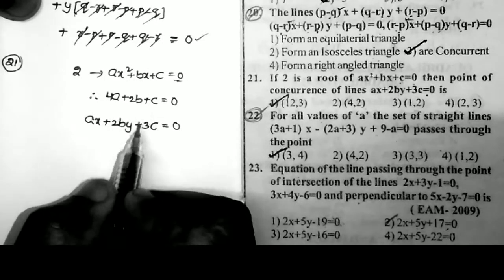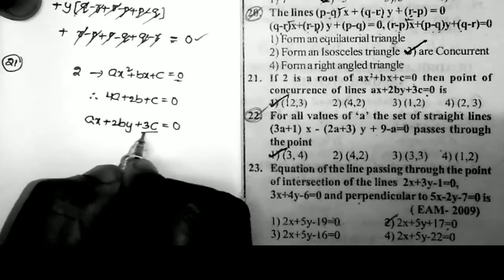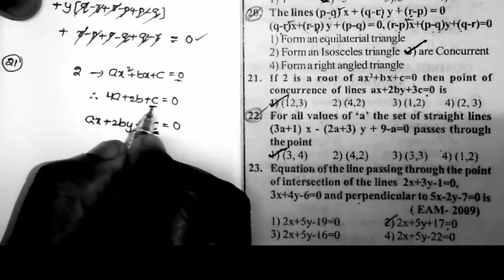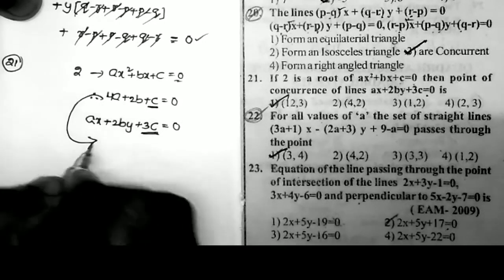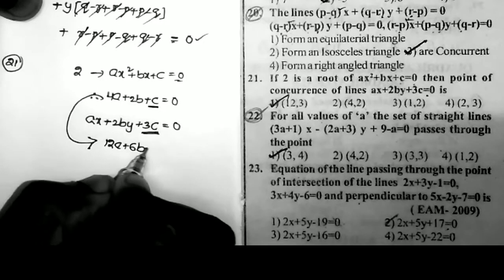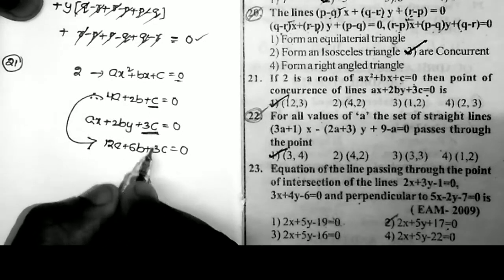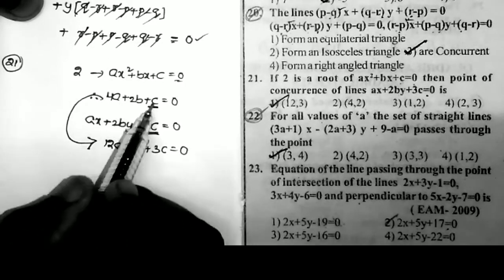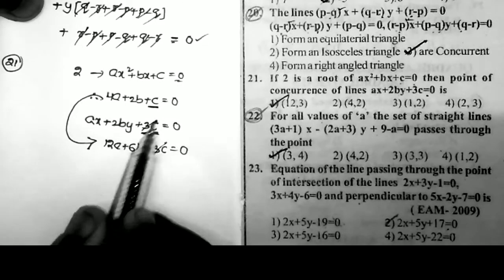To compare these two equations, first of all we want the same constants in both equations. Here we have the constant 3c, but here only c. That is, first we multiply this equation by 3. Then we get 12a plus 6b plus 3c is equal to 0. To make the same constants in both equations, we multiply this equation by the number 3. Now we get the same constants.